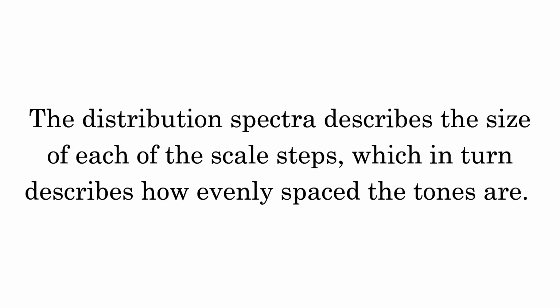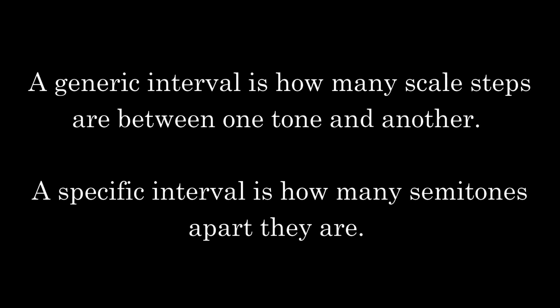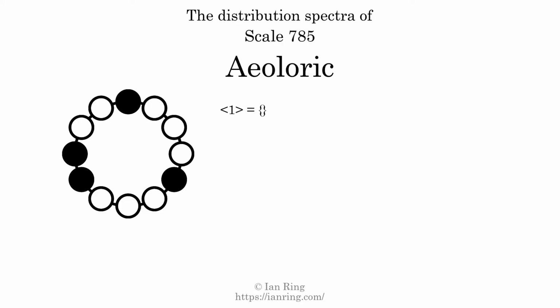The distribution spectra describes the size of each of the scale steps, which in turn describes how evenly spaced the tones are. A generic interval is how many scale steps are between one tone and another. A specific interval is how many semitones apart they are. The generic interval of one scale step comes in 3 different specific interval sizes: 1 semitone, 3 semitones, and 4 semitones.